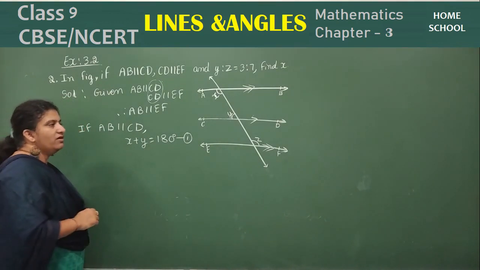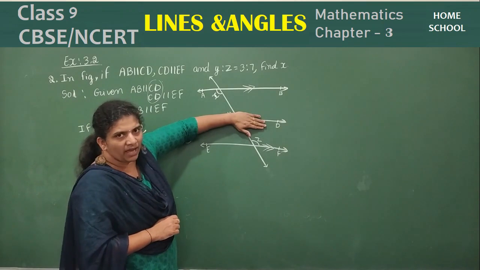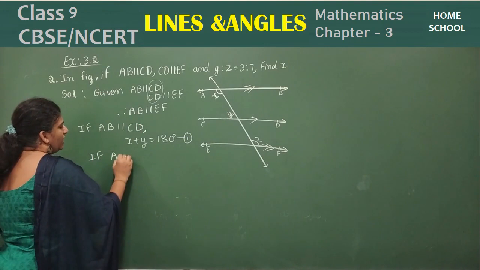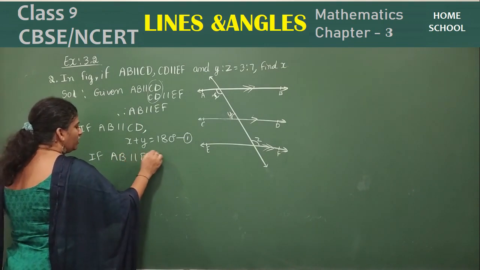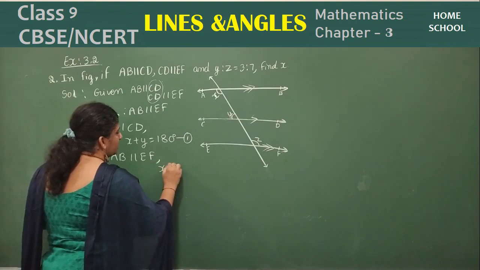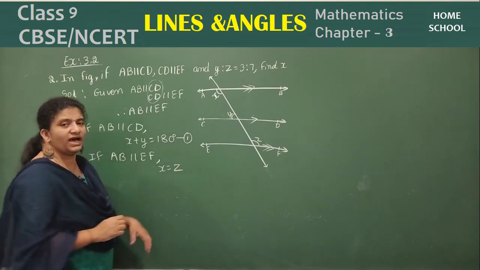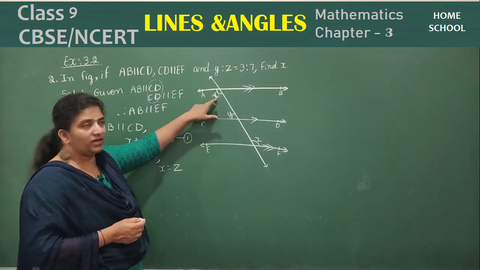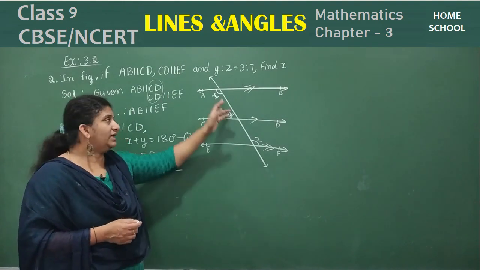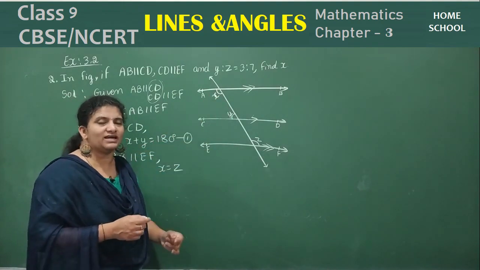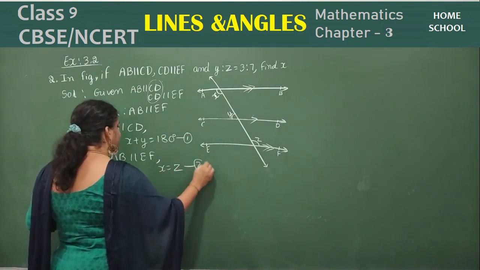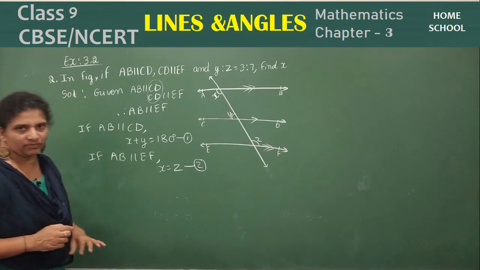Next step, forget about CD. If line AB is parallel to line EF, then x is equal to z. How am I saying this? Look here, between two parallel lines, if a transversal is drawn, the alternate angles are equal. That will be x is equal to z. Children, you write all these statements here.